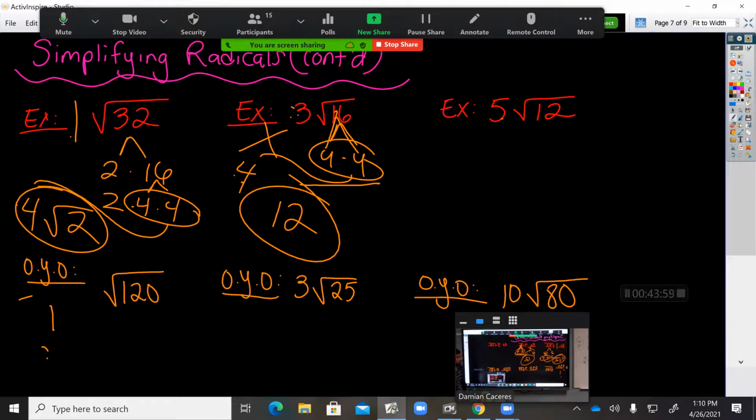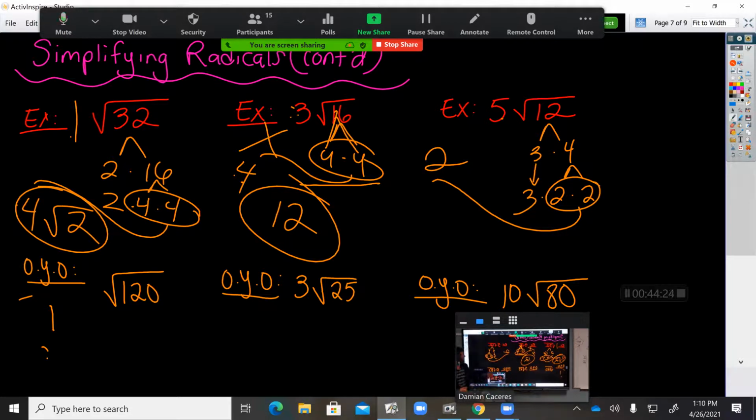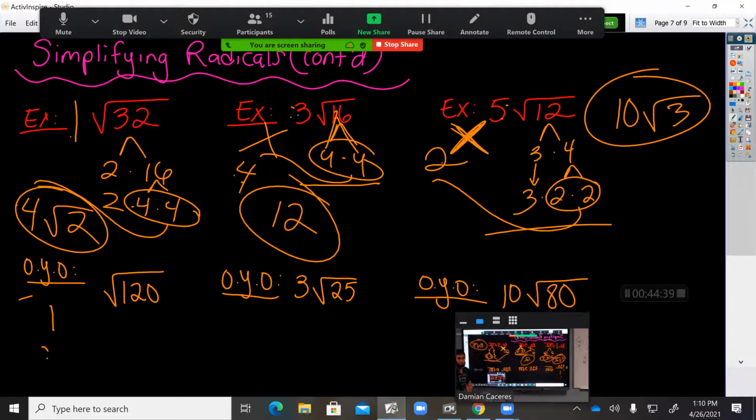Now look at this next one. We got 5 square root of 12. Let's break down square root of 12 to 3 times 4. And now we can break down 4 to 2 times 2 and bring down your 3. So what we have is 3 times 2 times 2. Does anything repeat twice? The 2 repeats twice. It comes out once. There's already a 5 out there. What do I do? I multiply it. So 5 times 2 is 10. What's still in that radical? 3. Easy?